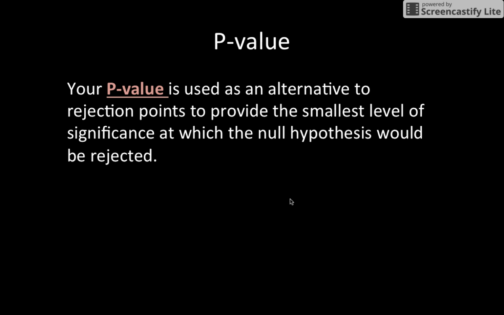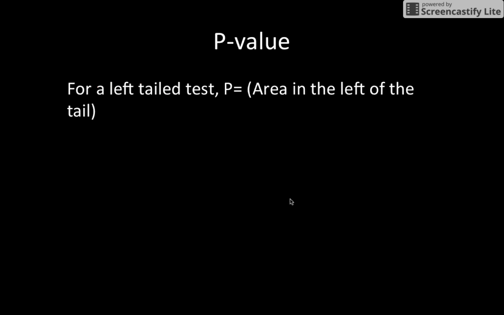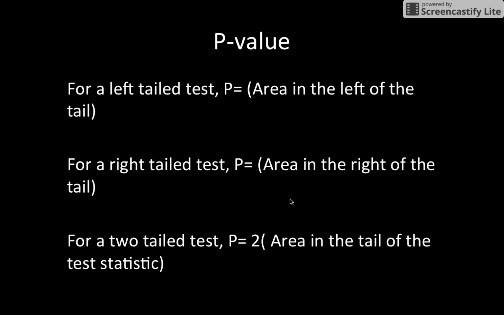Your p-value is used as an alternative to rejection points to provide the smallest level of significance at which the null hypothesis would be rejected. If p is less than or equal to alpha, then you reject your null hypothesis. If p is greater than alpha, then you fail to reject your null hypothesis. For a left-tailed test, p equals the area to the left of the tail. For a right-tailed test, p equals the area to the right of the tail. And for a two-tailed test, p equals 2 times the area in the tail of the test statistic.